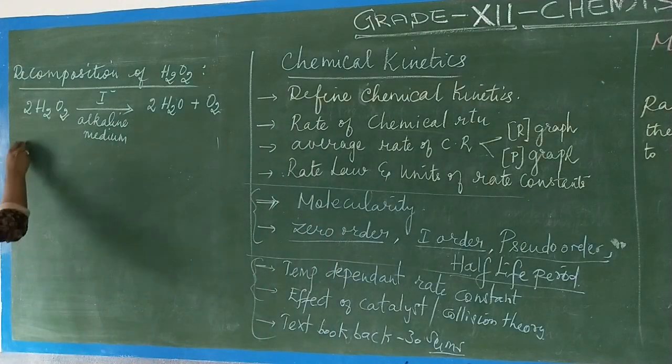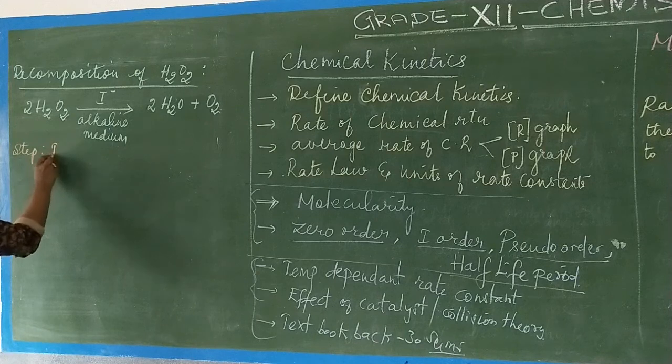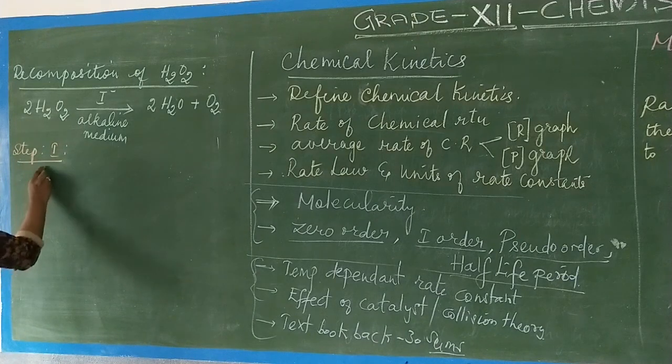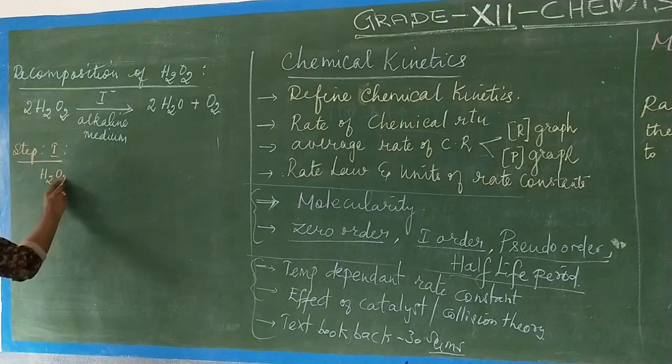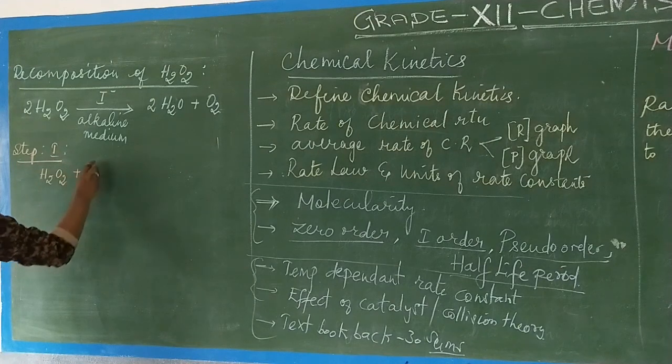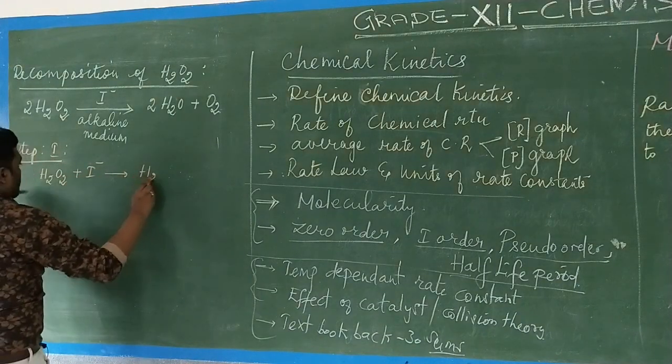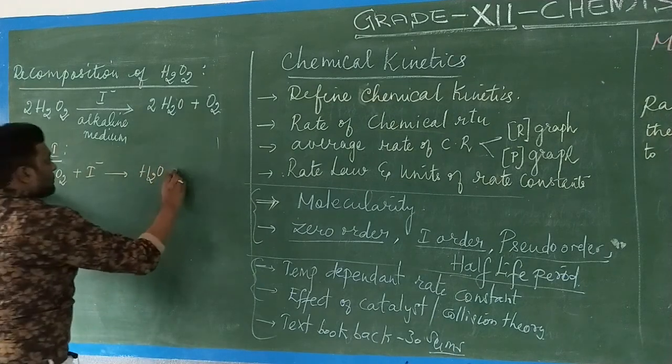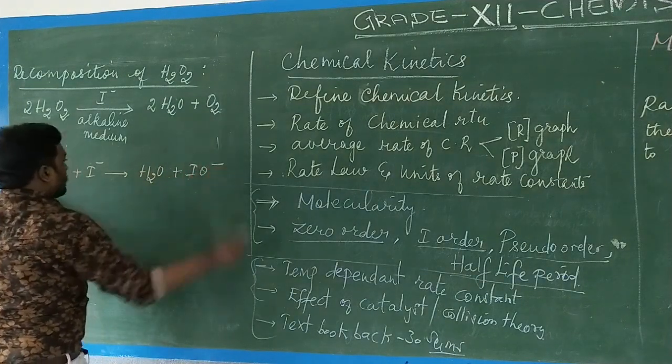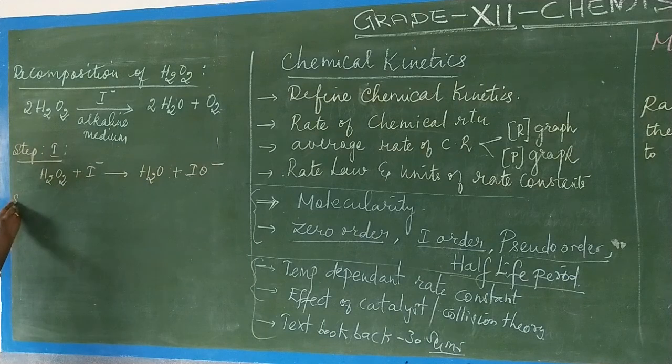Step 1. In step 1 I am taking 1 mole of hydrogen peroxide combining with I minus, giving rise to the formation of water plus IO minus. Now coming to step 2.